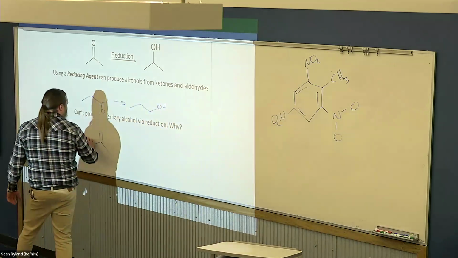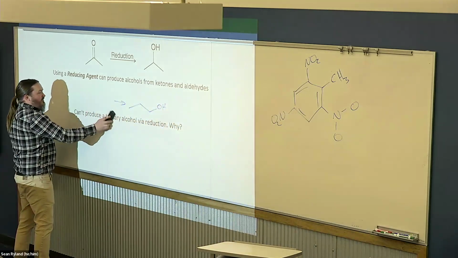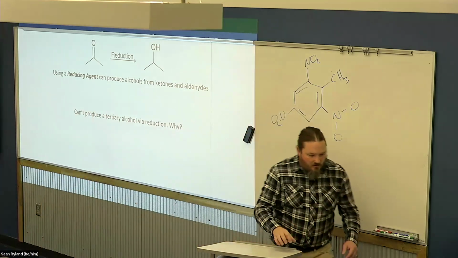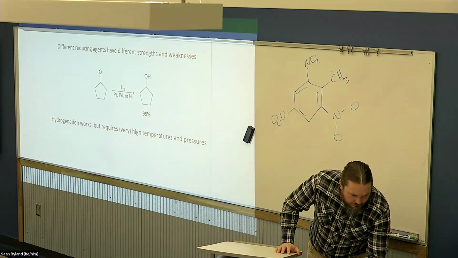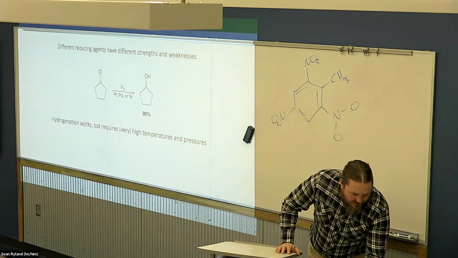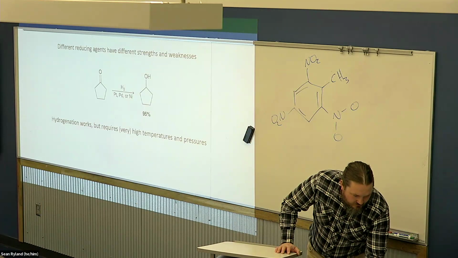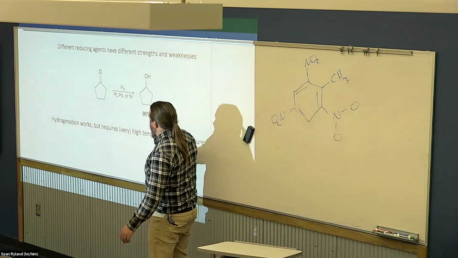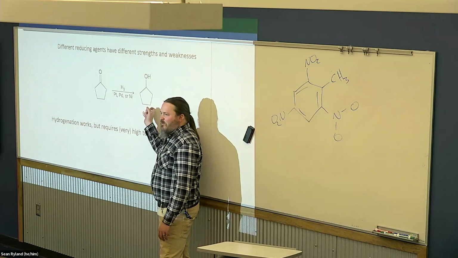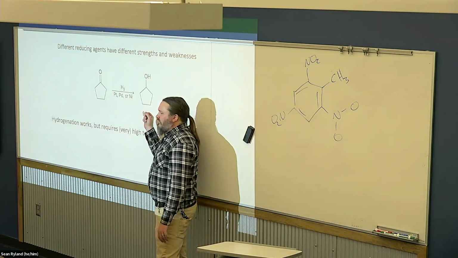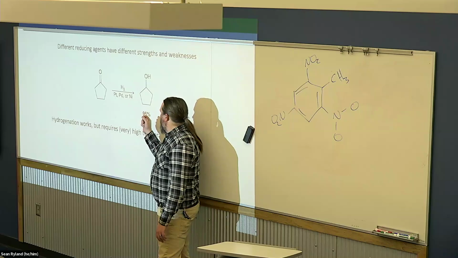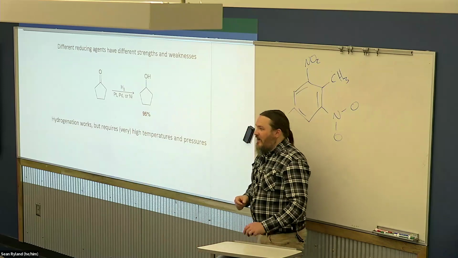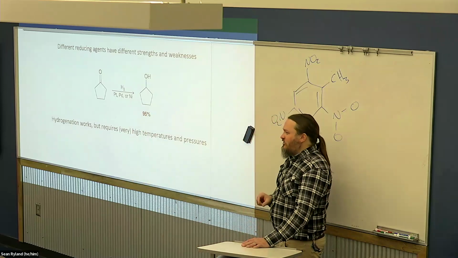So we can't just use this approach to make a tertiary alcohol, but if we want to make a primary or secondary alcohol, it's a pretty straightforward process. All right, and so I guess if we go to very high temperatures and pressures, we can get this to work. If I'm remembering correctly, though, it's something like 100 atmospheres at 800 Celsius. If you do that and it's catalyzed, you can get this reaction to go.